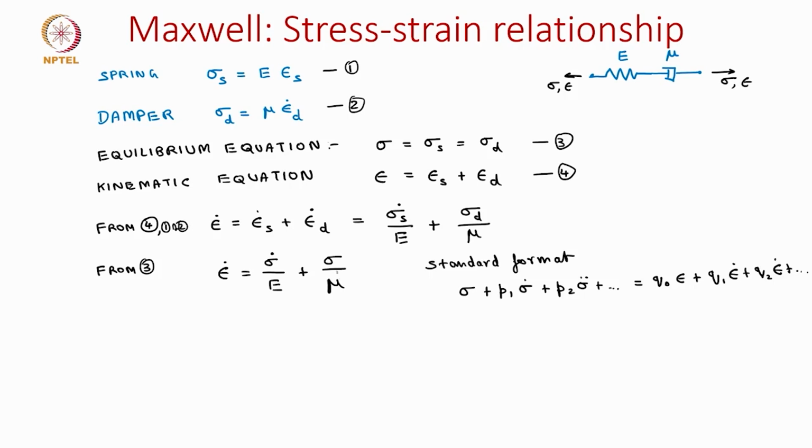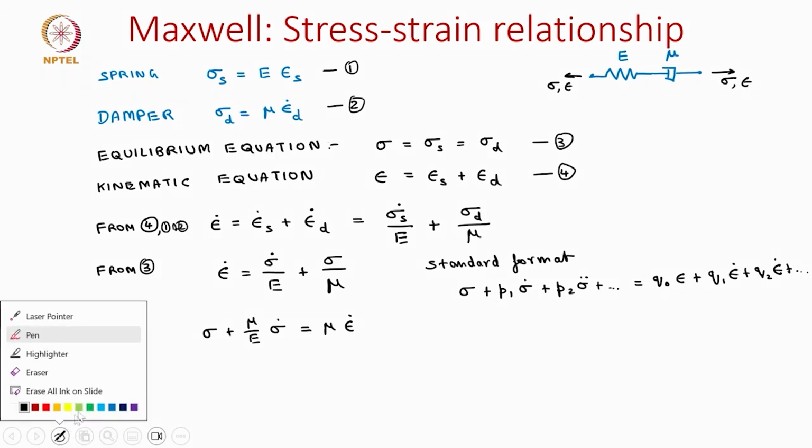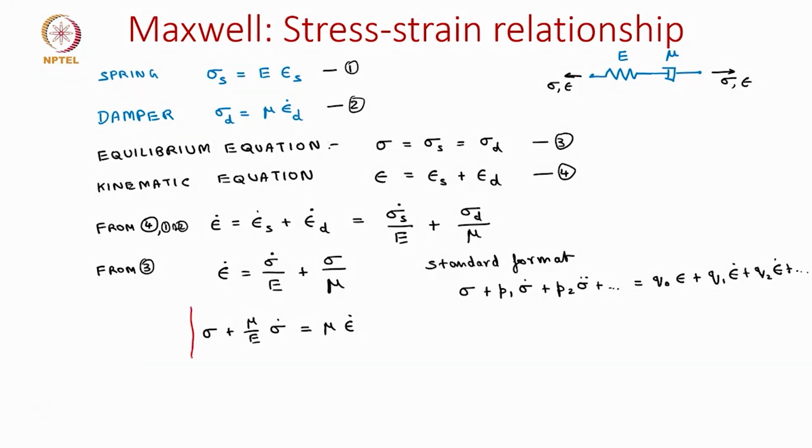So, let us try to bring the equation we derived into the standard format. For that I need to bring the stresses to the left, and since the first term should not be without a fraction, I will multiply the whole equation with viscosity mu. So, this will get me mu by E times sigma dot equals mu times strain rate. So, finally, this is the equation which we will be using for stress strain relations in a Maxwell element.